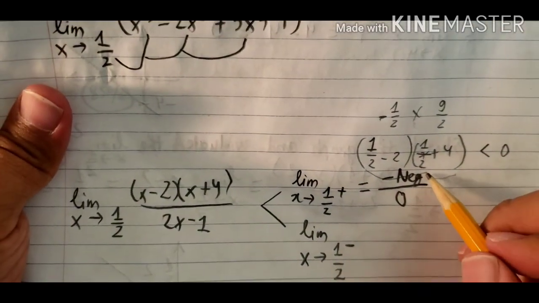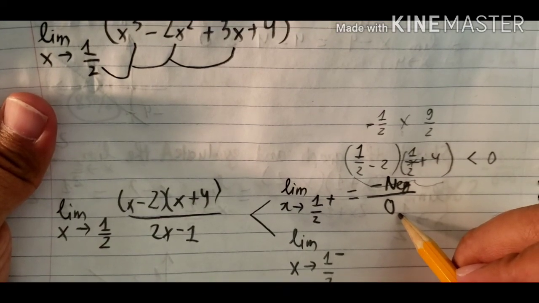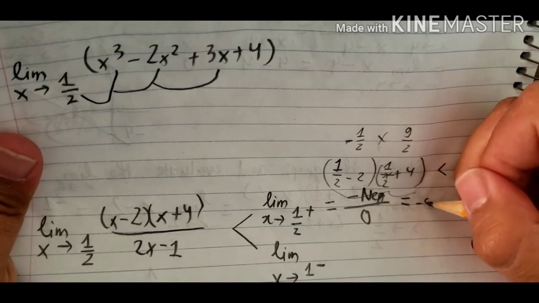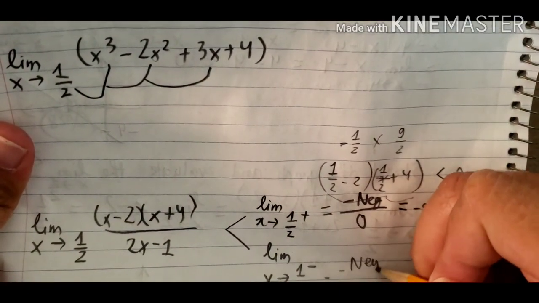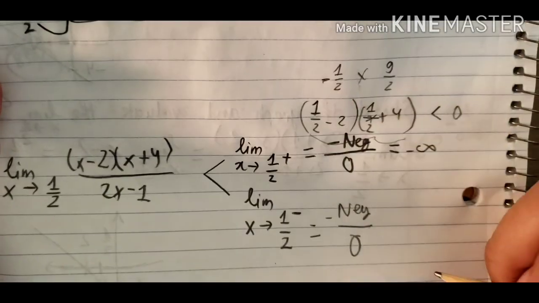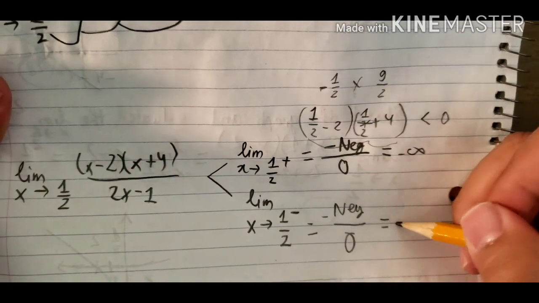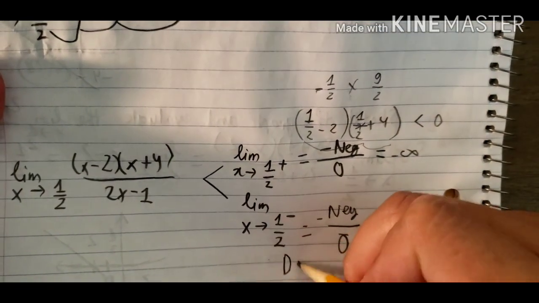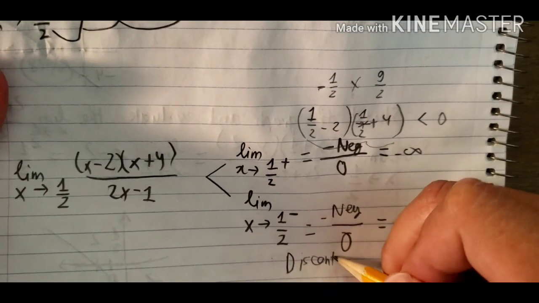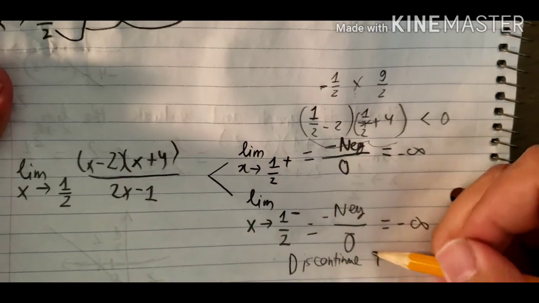In here we have the negative number, but in here we have 0. They will approach negative infinity. Similar in here too, we have the negative and we have the 0. If we divide like this, they will approach negative infinity, and we can say this is discontinuous, infinity.